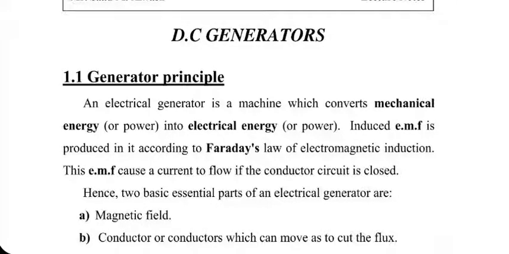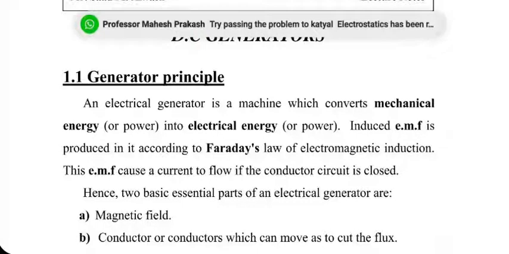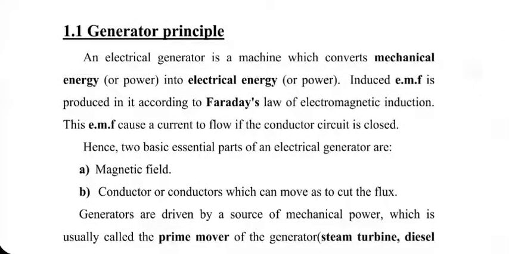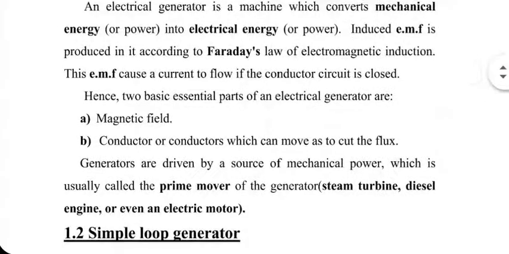An electrical generator is a machine which converts mechanical energy, in fact, mechanical rotational energy, let's put it this way, into electrical energy or power. Energy is power multiplied by time, so you can use both the words. Induced EMF is produced according to Faraday's law. We have gone through all this. Yeah, all this is known to you.